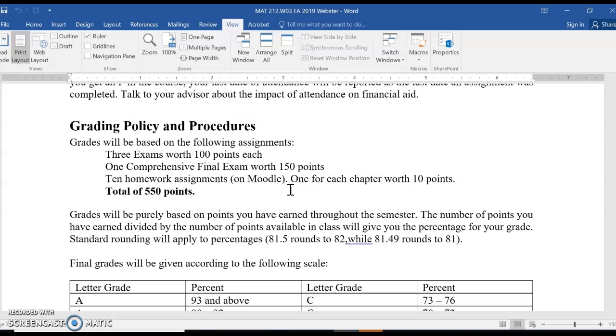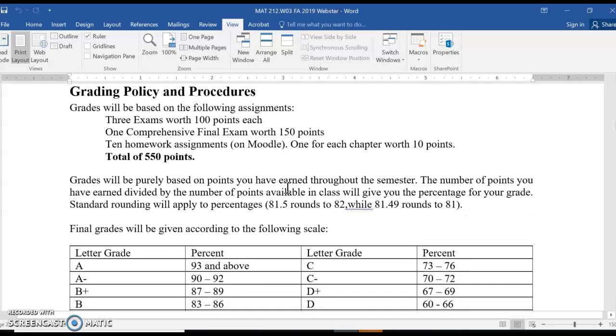So no points, but where the points do come from are 4 exams. The first 3 are worth 100 points. The last one is worth 150 points. And 10 homework assignments. These are all posted on Moodle as Moodle quizzes. You get unlimited tries on them, but each one is over a chapter and each one is worth 10 points.